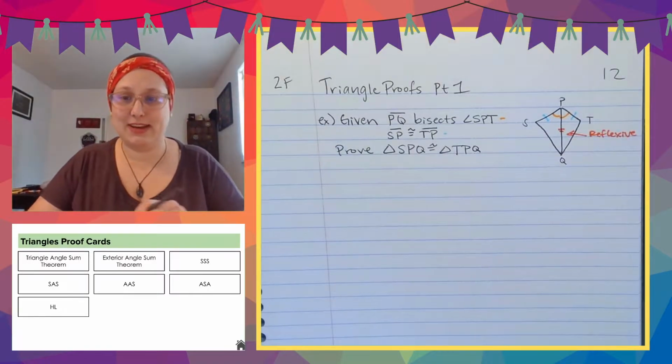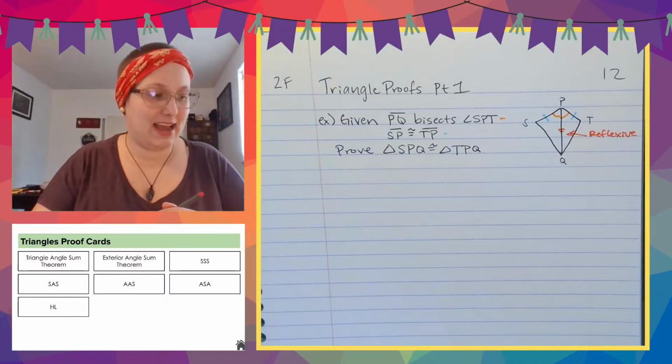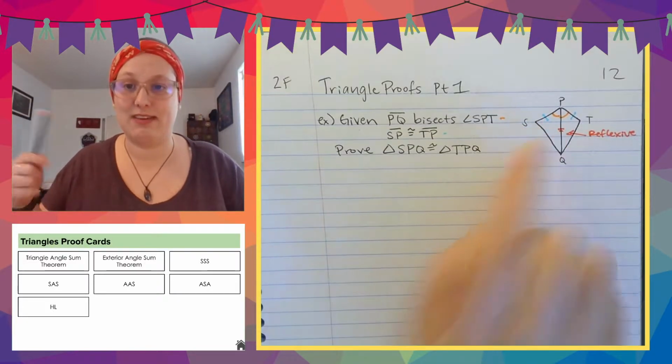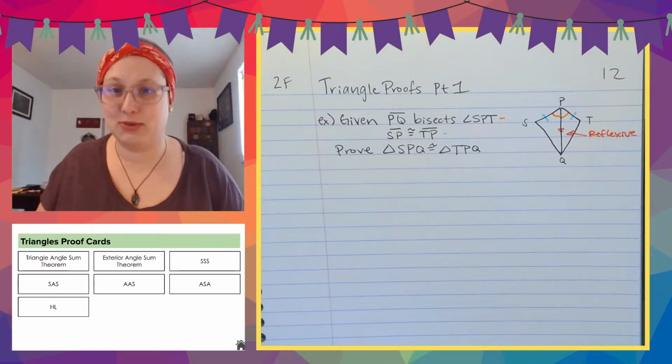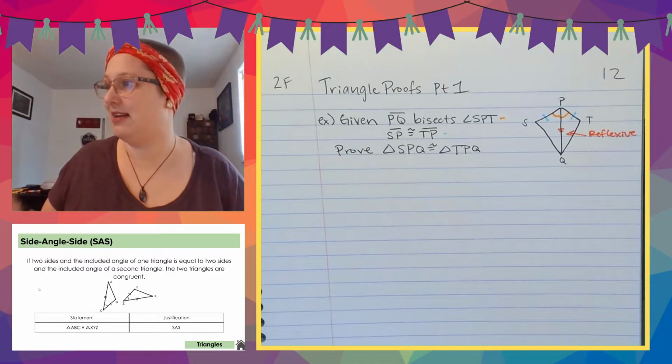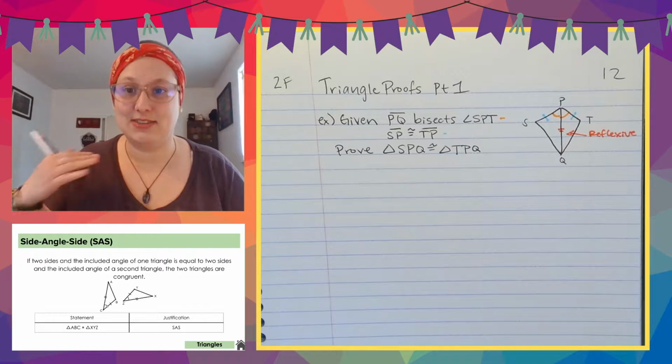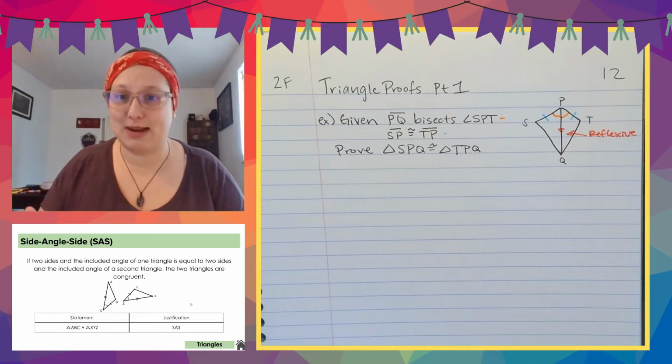And then here's what I'm going to have at the end. I have a side, an angle, and a side. So I have SAS, which is a legal one that I can do. SAS needs a side, an angle in between it, and then another side. So this is perfect for that. So let's write out the proof.